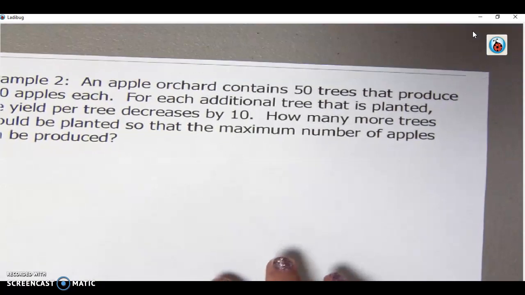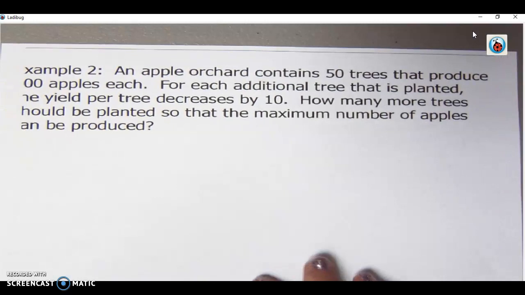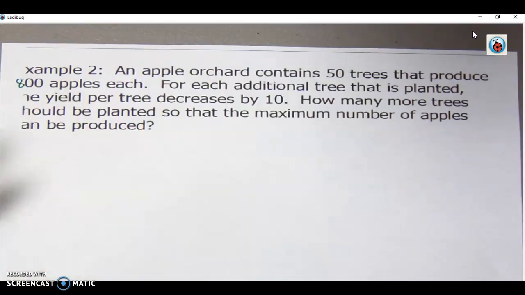So for example 2, we have an apple orchard that contains 50 trees that produce, and that should say 800 apples. For each additional tree that is planted, the yield per tree decreases by 10. How many more trees should be planted so that the maximum number of apples can be produced?